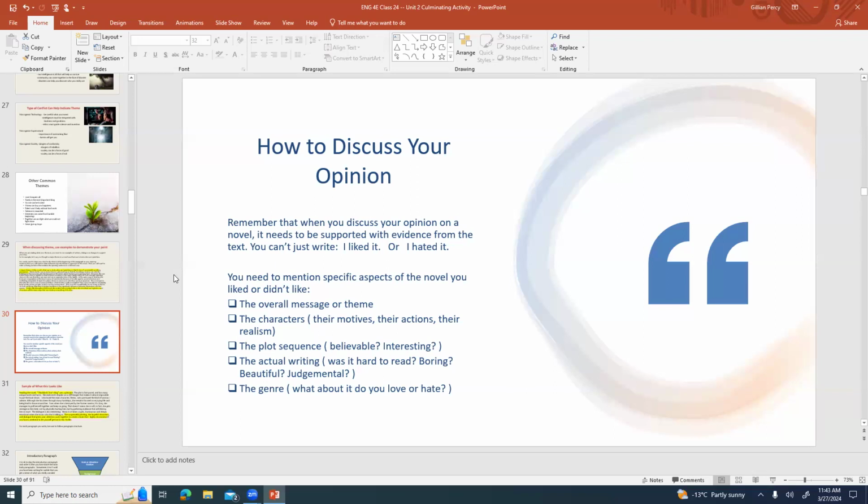The genre. What about it do you love or hate? Like I said, some genres I get bored by and I can't stand to read. I don't read horror, for example. So if I had to read an entire novel on horror for a course, I would probably hate the book and I would have to explain what I hate about the genre and why I don't like it.